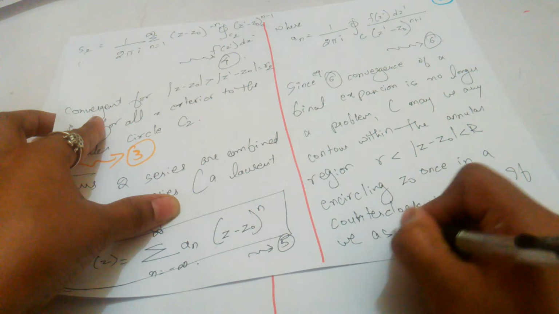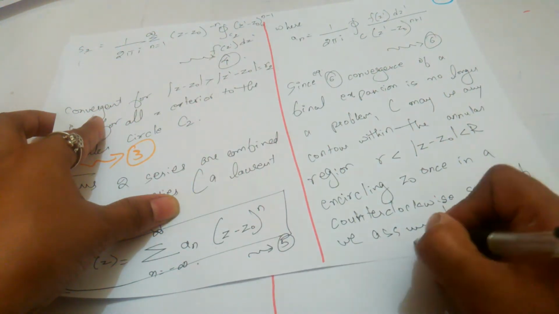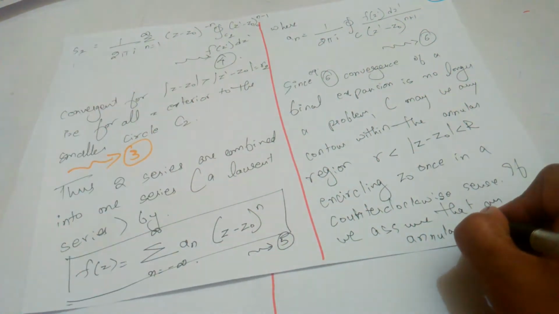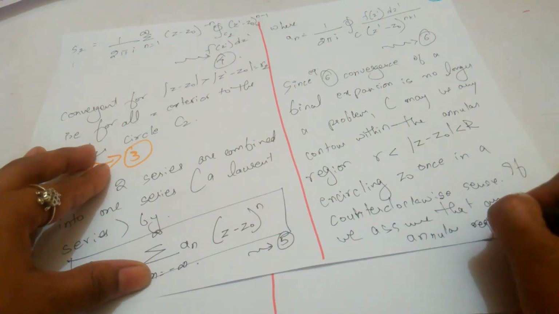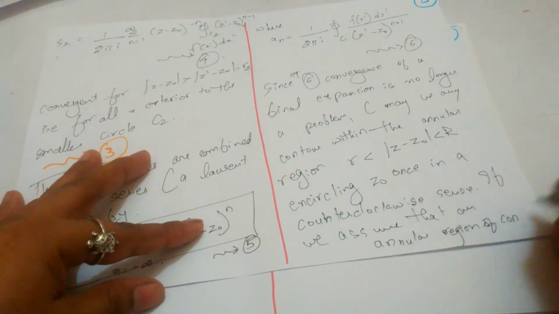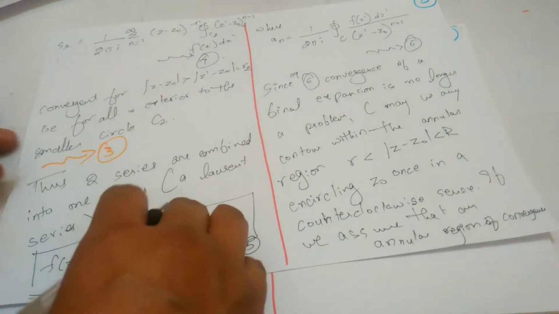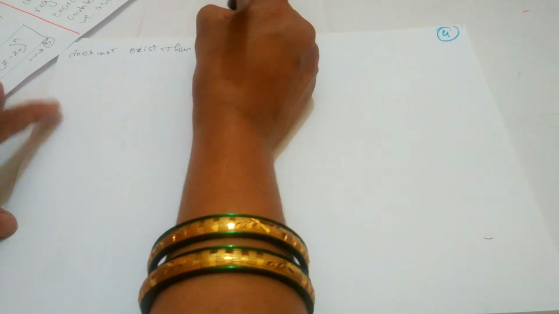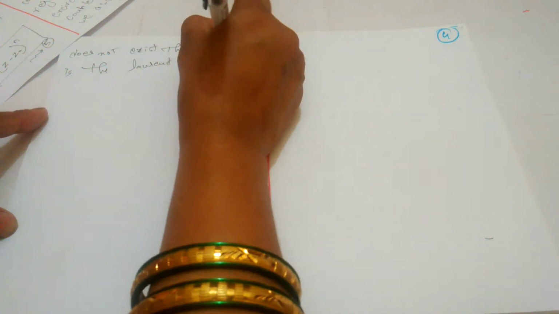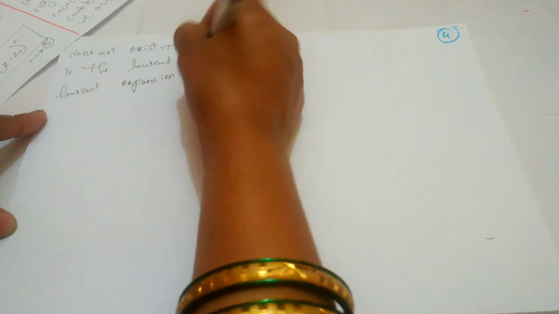if we assume that an annular region of convergence does not exist, then equation number 5 is the Laurent series or Laurent expansion of f of z. That's it for today.